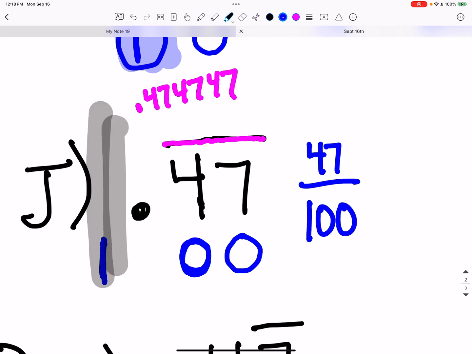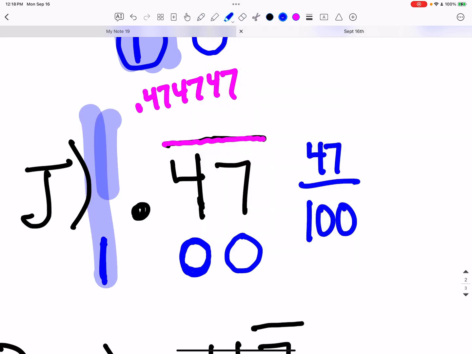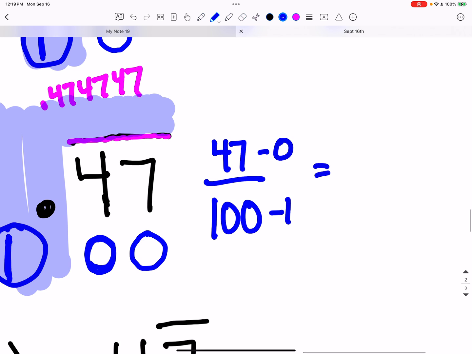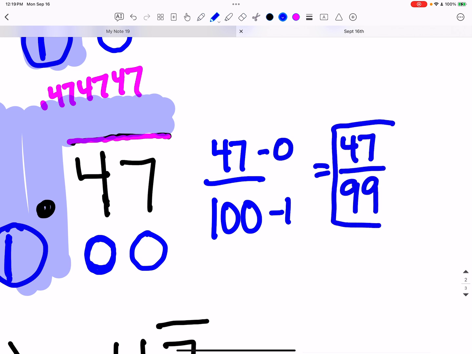Let's have it rain. Okay, in the 47, nothing got ruined, right? It was all safe. In the 100, the 1 got ruined, so we've got to throw the 1 away. And this is 47/99. And if you put 47 divided by 99 in your calculator, you'll get 0.4747474747.